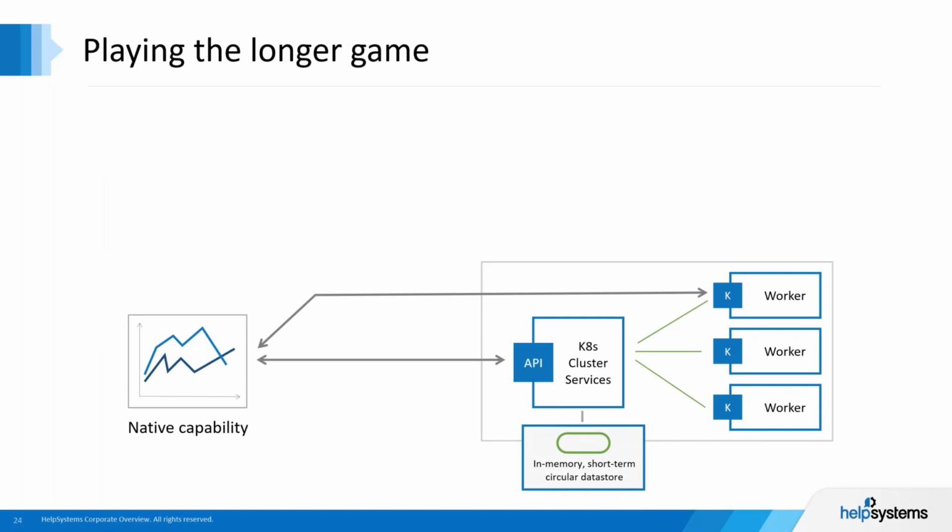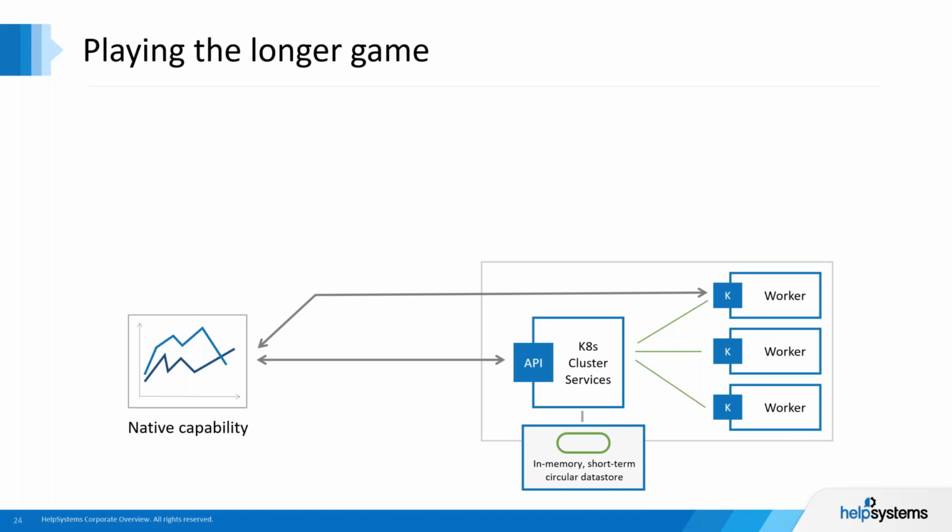So basically, this is what you'll get out of the box. This happens to be Kubernetes. It could be one of the other frameworks as well. So there's a native capability to put the data. There's an API for the cluster service, and there's an API to get data from the different worker nodes as well. This is an in-memory short-term circular data store. So if you query for what happened the last 5 minutes, it's certainly going to satisfy that need, but it's not meant for long-term use.